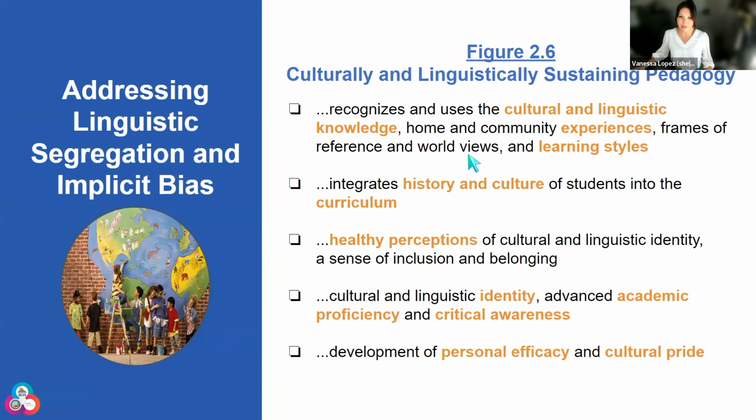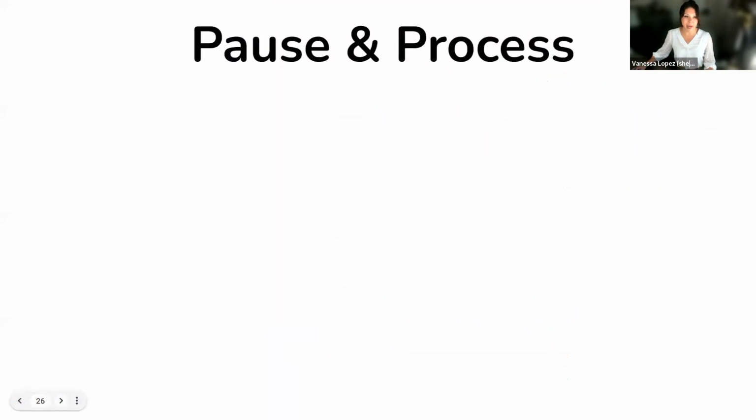Figure 2.6 allows us to refer back to some culturally and linguistically sustaining practices that are going to strengthen our tier 1 supports, our tier 1 instruction, our core instruction, and our tier 2 and tier 3 supports. And that's inclusive of us recognizing how to use cultural and linguistic knowledge, home and community experiences, and learning styles, also by integrating history and culture into the curriculum to give them a sense of belonging, as well as helping develop and strengthen and support healthy perceptions of cultural and linguistic identity, as well as other levels of proficiency and critical awareness, so that we can fully develop students who have personal efficacy and cultural pride.